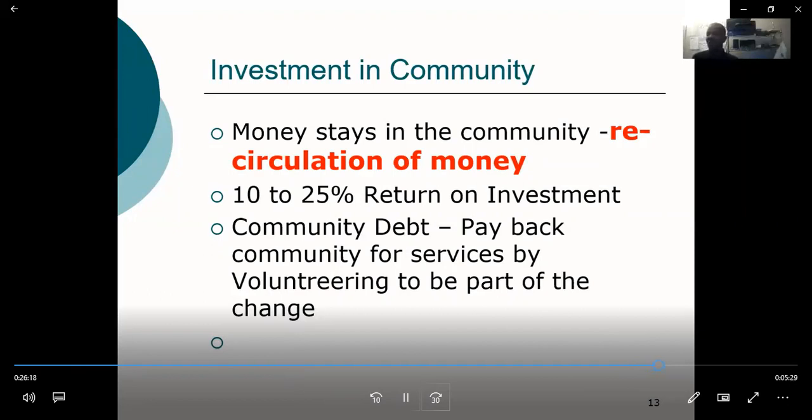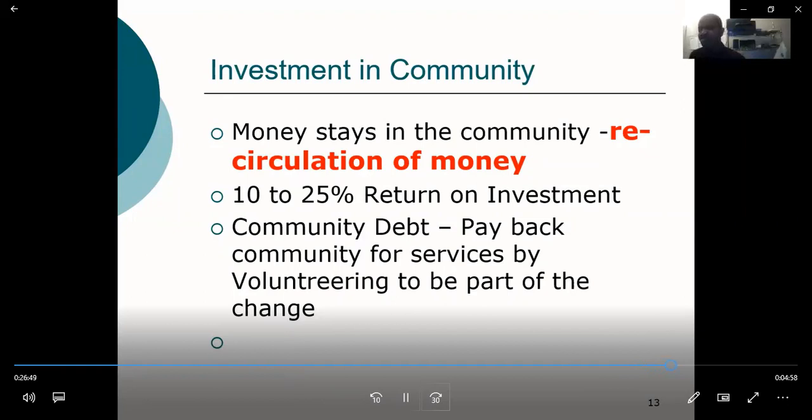The other thing is that when people invest in the community, and this goes to the investors and especially the lenders, you get anywhere from a 10 to 25% return on your investment, be it a monetary ROI or be it a social ROI, that is return on your investment. And then finally, we get down to community debt.